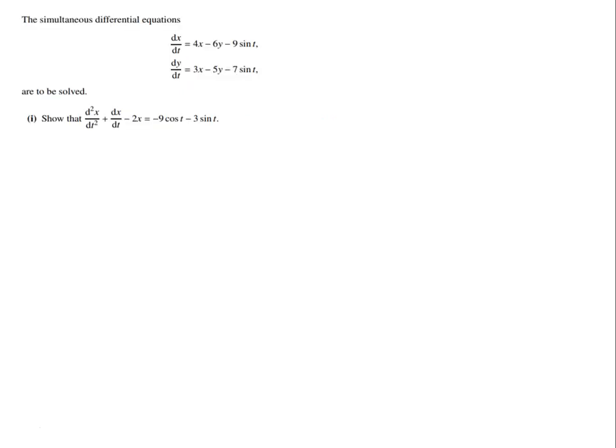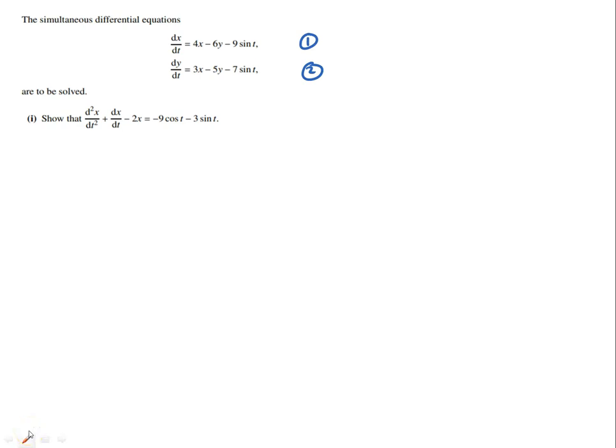So we have the simultaneous equations dx by dt equals 4x minus 6y minus 9 sine t, dy by dt equals 3x minus 5y minus 7 sine t to be solved. And first of all, it asks me to show that d2x by dt squared plus dx by dt minus 2x must equal minus 9 cos t minus 3 sine t. So we'll start by just labelling the two equations.